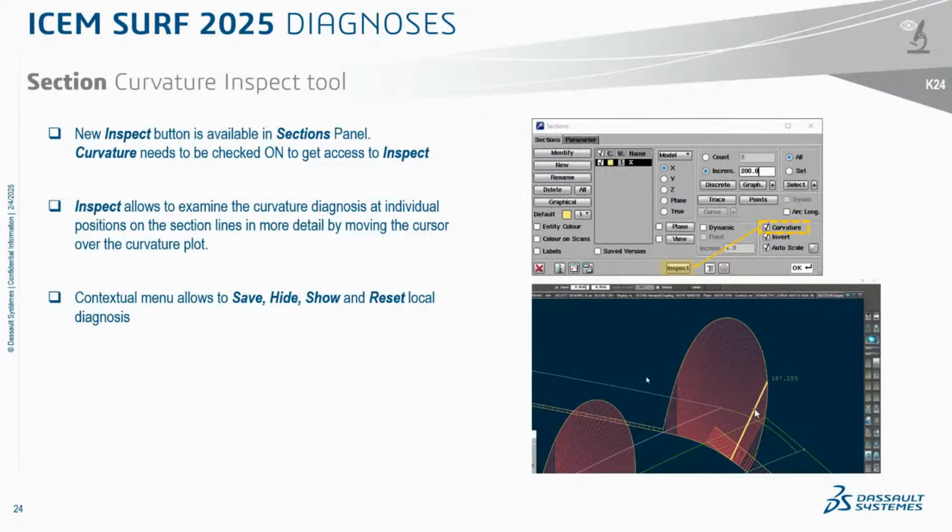Right, so here's another little diagnostic. When you're in the sections menu, of course, it's easy to switch on curvature, but we've added the inspect button. This means that you can pick on your curvature diagnostic on your section like so, and you get an instant readout of what the curvature value actually is. You can also right mouse on it and save. There's a little contextual menu there, so you can pick out certain points and save multiple diagnostics. They're not persistent. When you leave the command, they disappear.